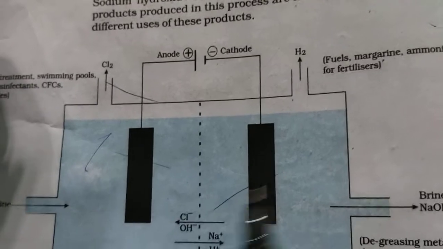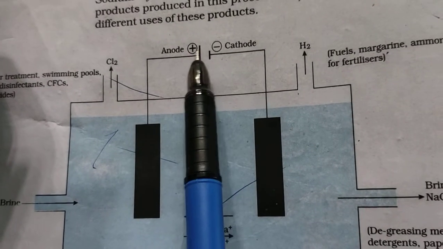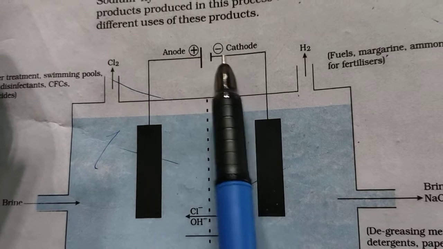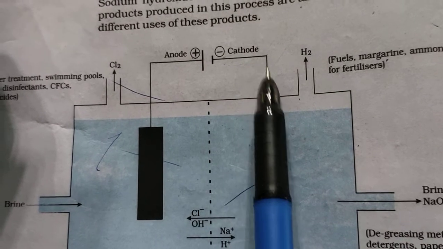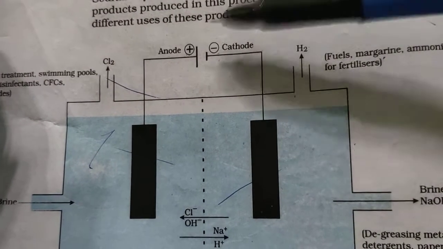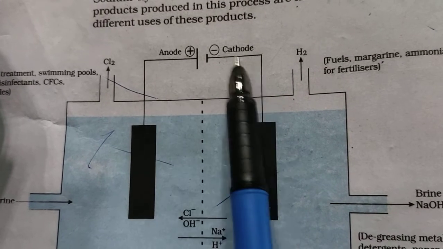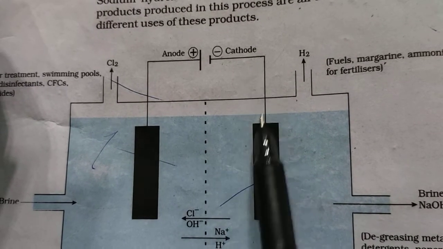So in the chloro-alkali process, you see, this is a battery, this is the anode. The positive electrode is called the anode, and the negative electrode is called the cathode. The wire connected to the positive terminal of the battery we call the anode, and the wire connected to the negative we call the cathode.